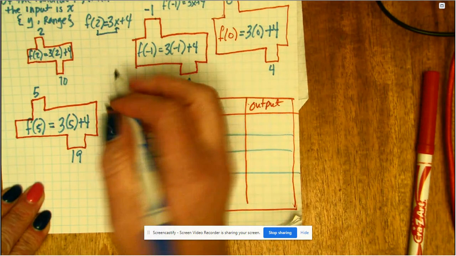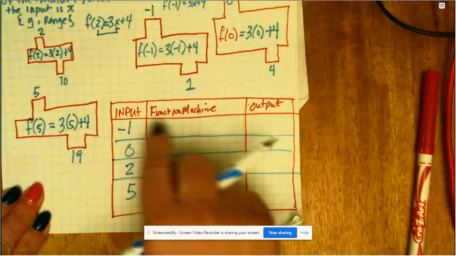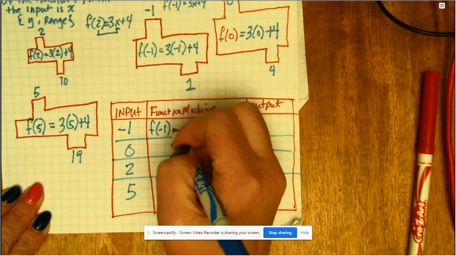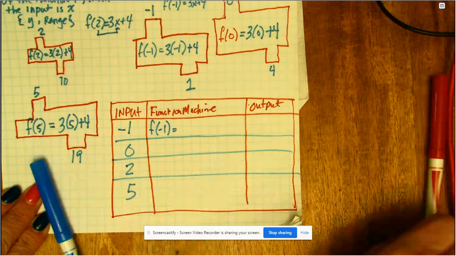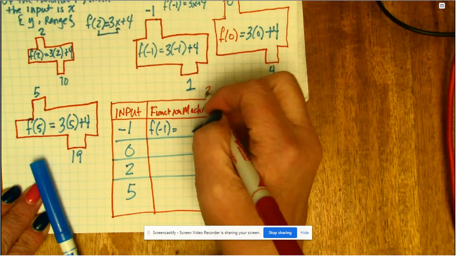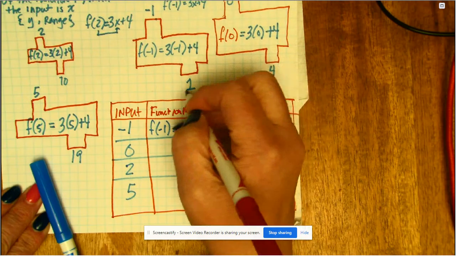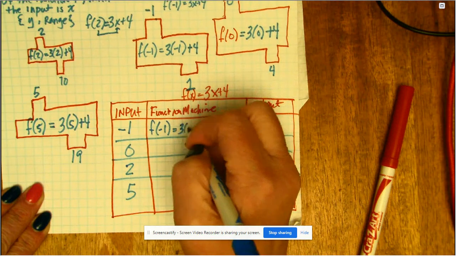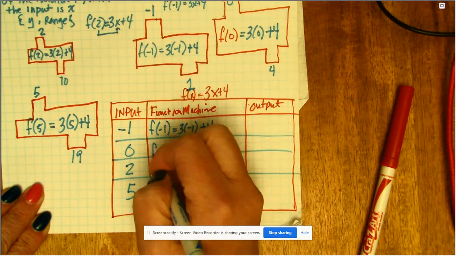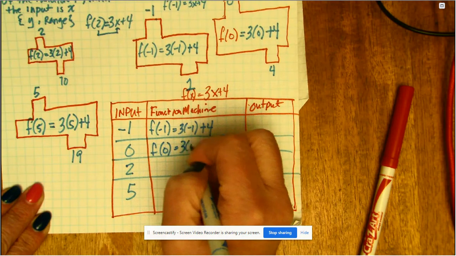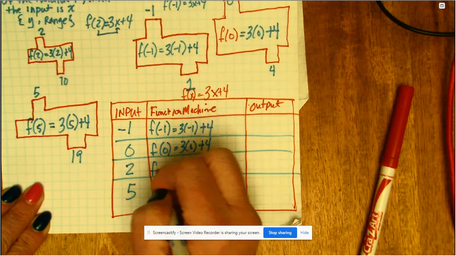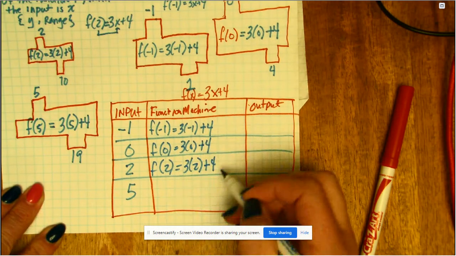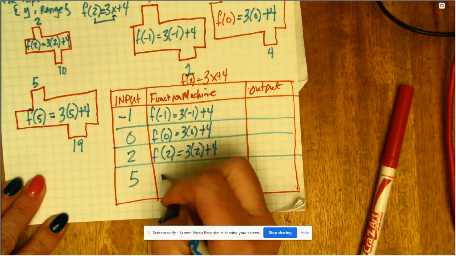Now I can basically take each one from inside my function machine and put this in my table. So f of -1 equals, and usually up here we would have the rule, 3x plus 4. So 3 times -1 plus 4. f of 0, 3 times 0 plus 4. f of 2, 3 times 2 plus 4. I'm just rewriting the same thing that I wrote on each one of these machines.